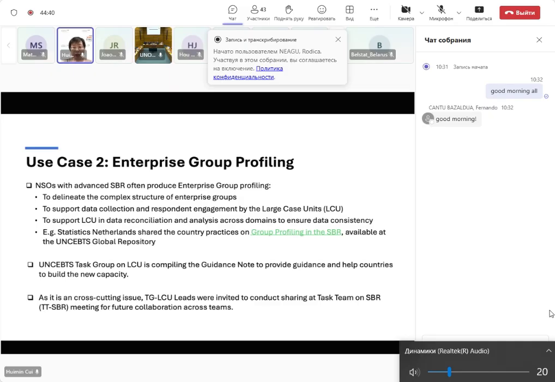and support data collection and respondent management by the large case unit, which conducts user engagement in data collection and data reconciliations. For example, Statistics Netherlands has quite well-established practices about enterprise group profiling and LCU in data collection and data reconciliations. More information can be found in the country practices shared at the UN Global Repository about the SBR. So our task team is also working with the task team on LCU to compile guidance notes on how to leverage enterprise group profiling to support LCU teams' operations and data reconciliations.